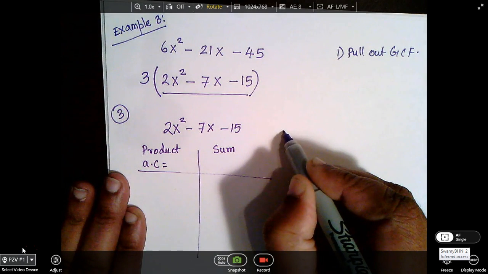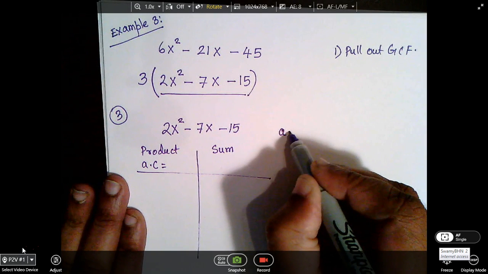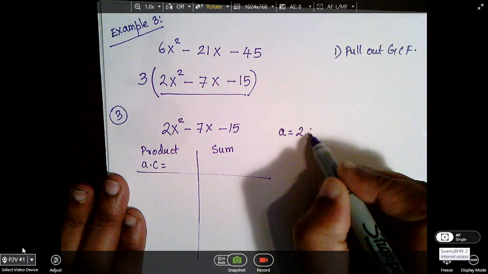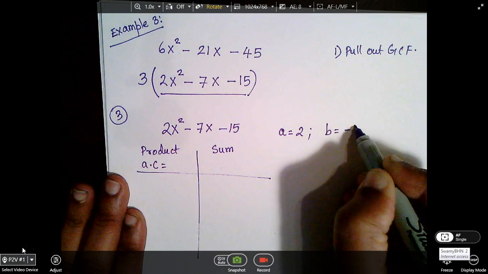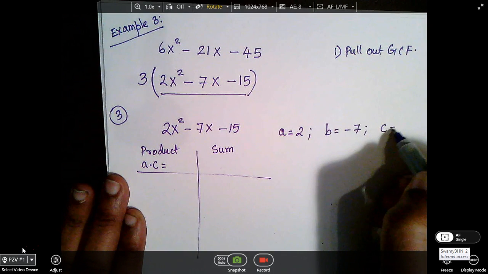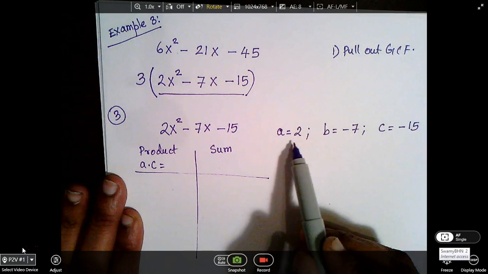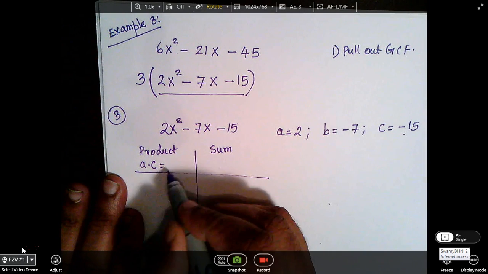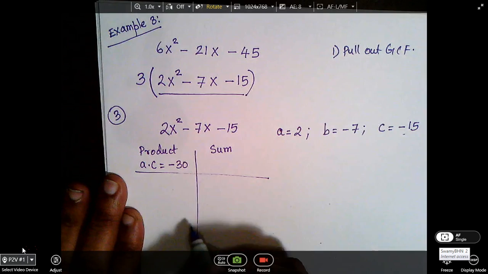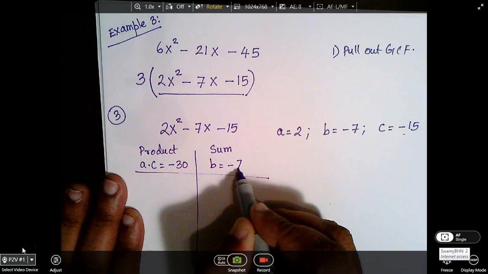I'm going to list my a, b and c. Always do that. I forgot it this time. A is 2, b is negative 7 and c is negative 15. So a times c is 2 times negative 15, which is a negative 30. And my sum is a negative 7.